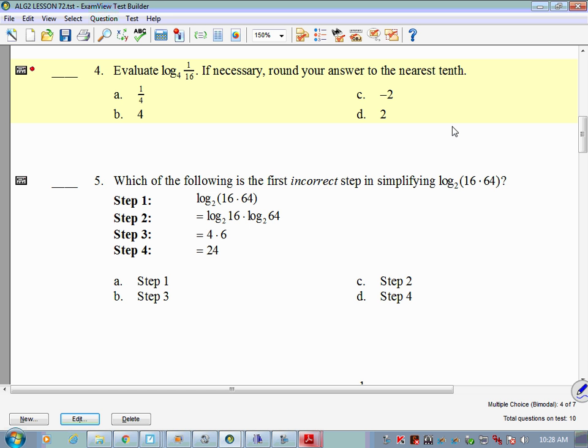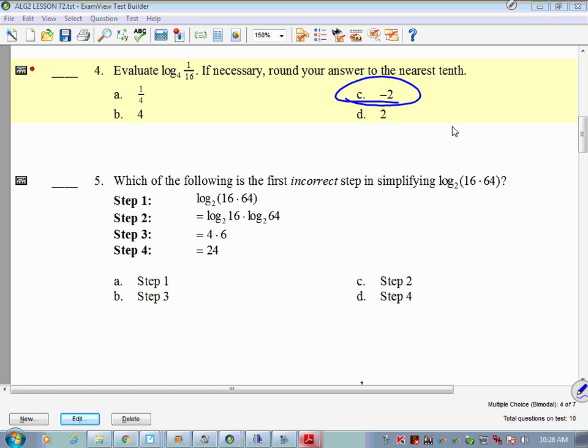All right, Christian, why don't you tell me what you got when you get it? -2. Anybody else get -2? Hopefully all of us got -2. All right, so we can do that in our calculator.